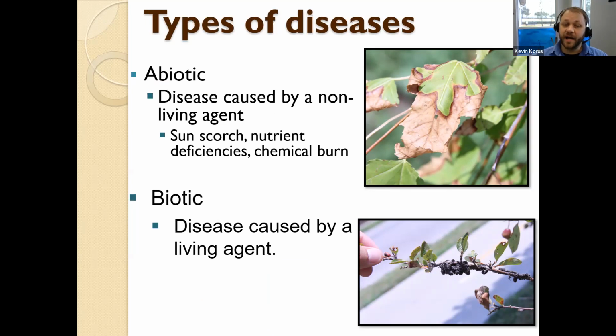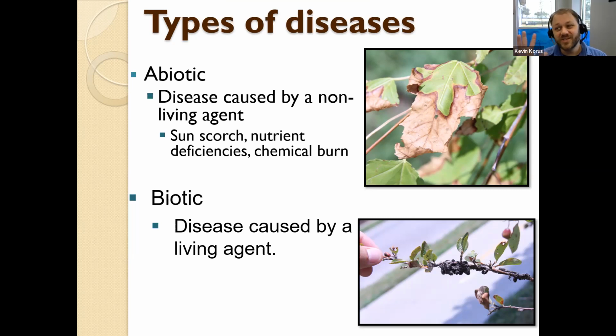And then of course we have the biotic diseases, those that are caused by living agents. In that bottom right-hand picture there, we see what is called black knot of rose. It's not always on rose. A lot of Prunus species get it as well. Black knot of pretty much anything in the Rosaceae family. And it's a fungus that creates these real nasty, thick black galls on the stems and can cause dieback. But anyway, that's something that's caused by a biological agent.